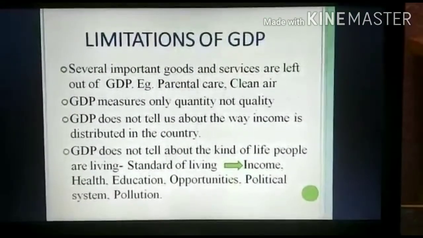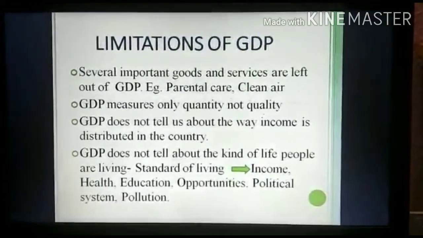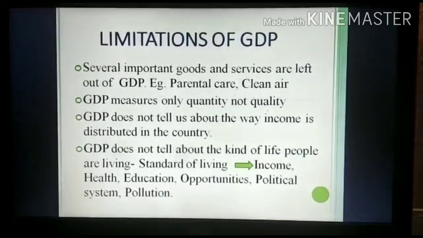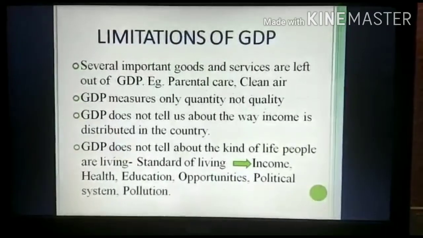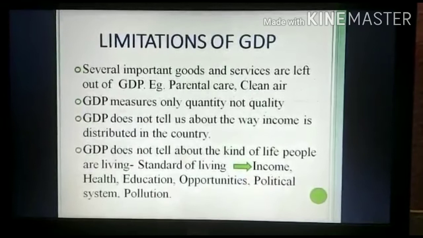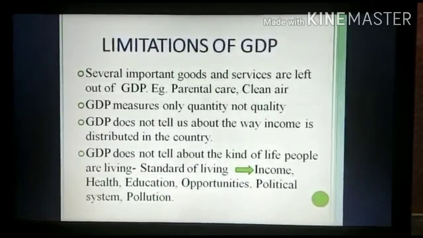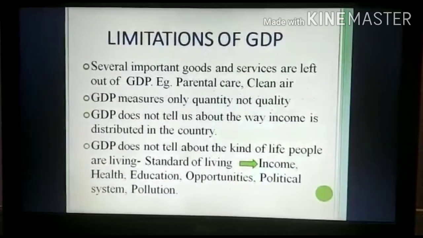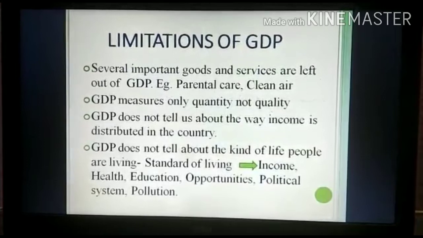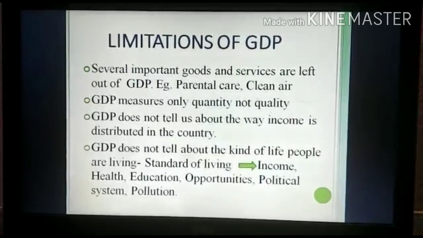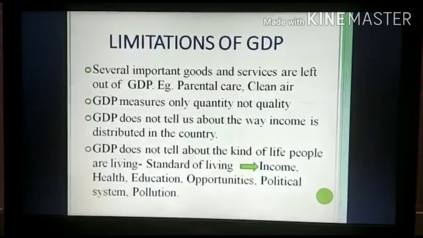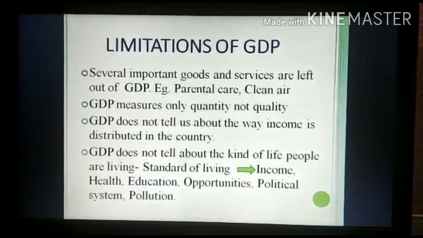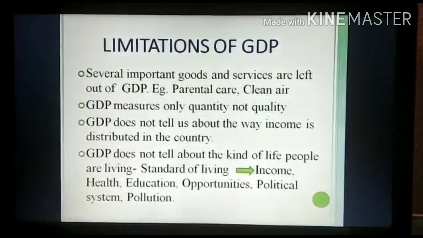The next one is the limitations of GDP, that is, what are the drawbacks of calculation of GDP. Under that, the first one is several important goods and services are left out of GDP. While we are calculating our GDP, we are considering the market value of certain goods only. We are omitting certain things, that is, the parental care, the love and care provided by parents, which depends on money value. But this service is not added in our calculation. So that is one thing.